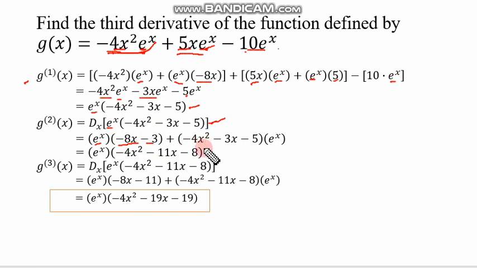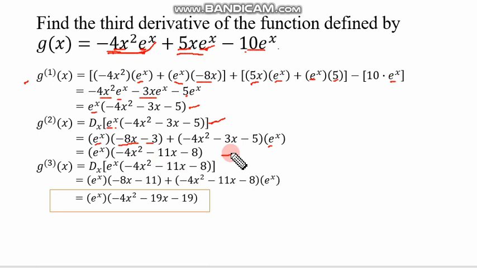Plus the second function, negative 4x squared minus 3x minus 5 times the derivative of the first function, e raised to the x. So the answer for that is e raised to the x, it is already simplified, times the quantity of negative 4x squared minus 11x minus 8. This is the second order of the derivative.